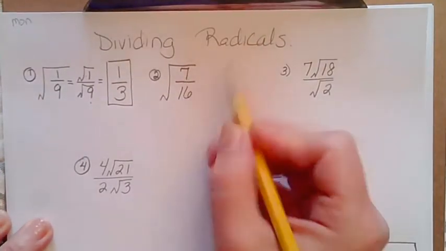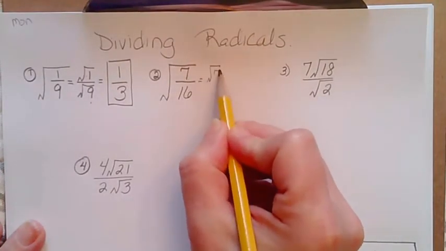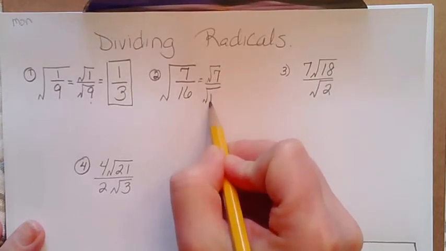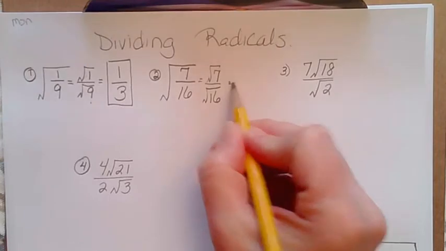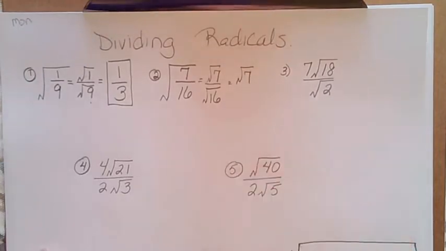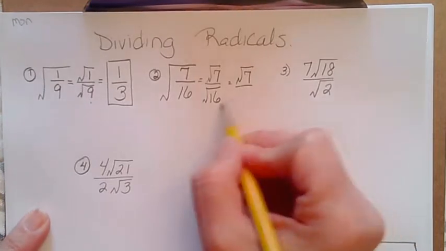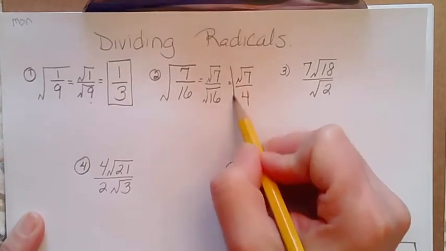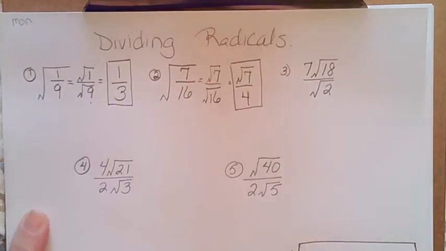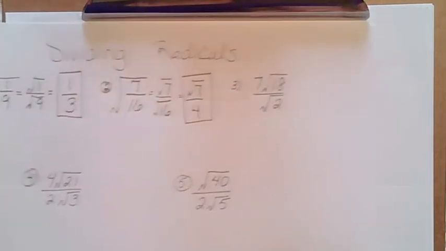The next one here, let's again split it up, and we have the square root of the numerator over the square root of the denominator. Square root of 7, we can't do. It's already simplified as much as it can be. You do know the square root of 16 is 4. And that is simplified.